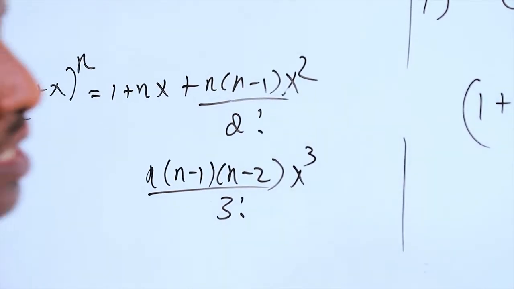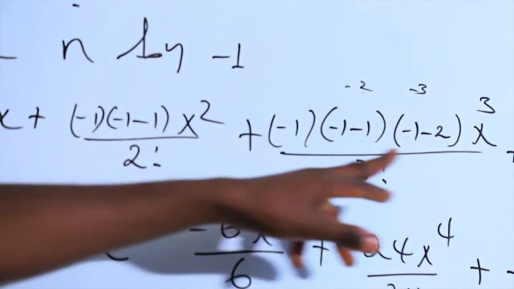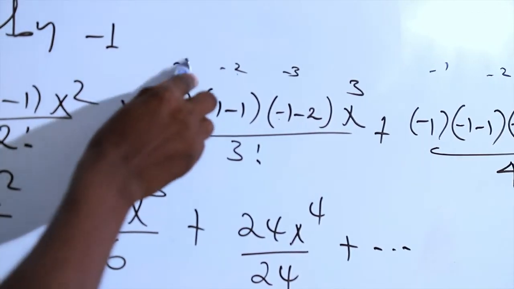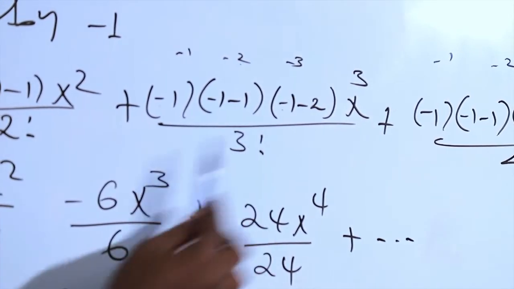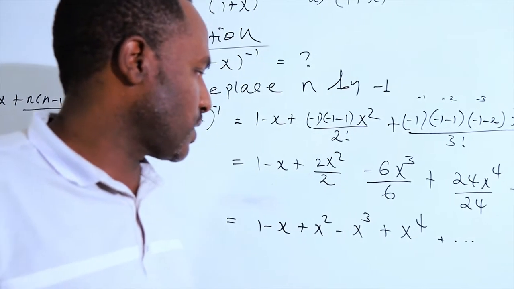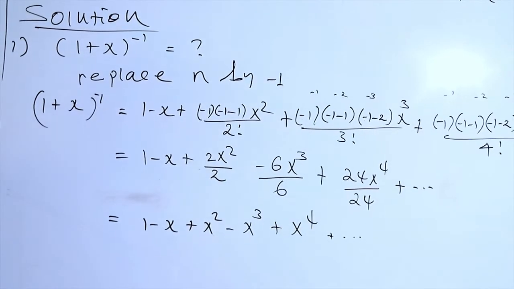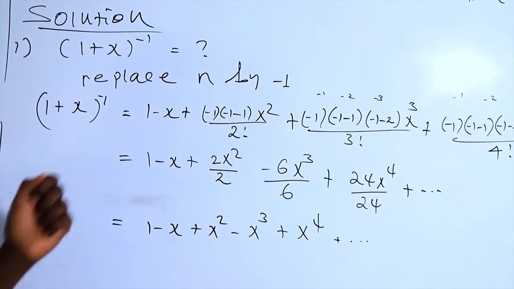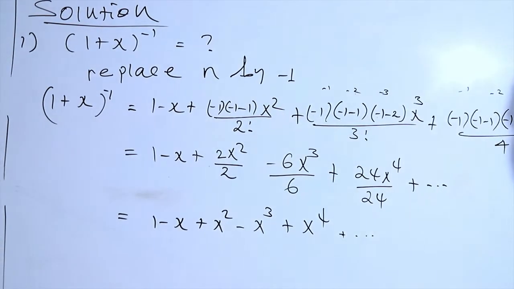Here n is minus 1, then minus 2, then minus 3. Therefore we multiply minus 1 times minus 2 times minus 3, which is minus 6. So minus 6 over 3 factorial, and 3 factorial is 6, so minus 6 over 6 is simply minus 1, so you can express it in such a way. Now the expression 1 plus x to the power of minus 1 is exactly equal to 1 minus x plus x squared minus x cubed plus x to the power of 4 plus, and so on.